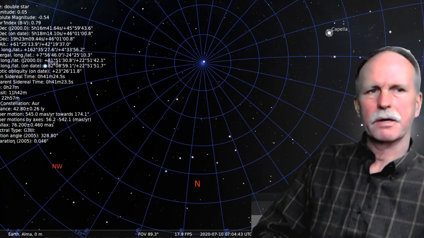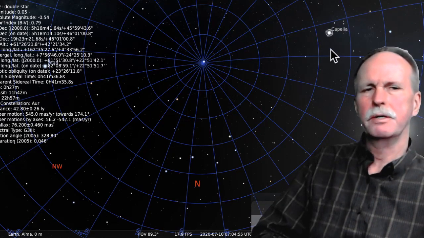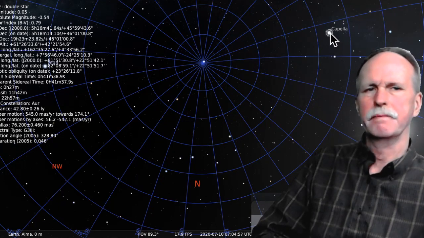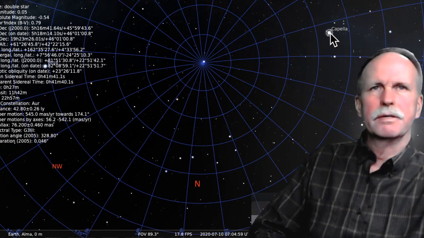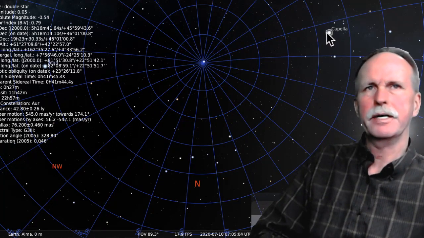This is the 6-hour line here. This is the 5-hour line here. And as you see, Capella is about a quarter of the way between the 5-hour line and the 6-hour line. So we'll slew our telescope in right ascension up to 5 hours and a quarter. And Capella should be more or less in that general area.